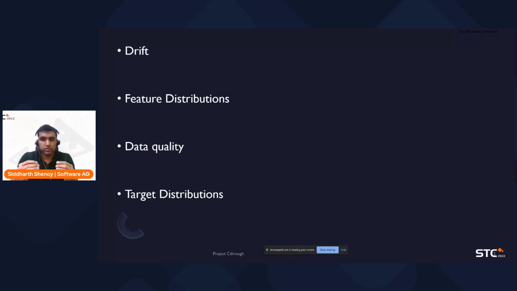The targeted distribution tracks the distribution on the target label on which the model was being trained and also tracks the distribution of the target label being predicted in production.